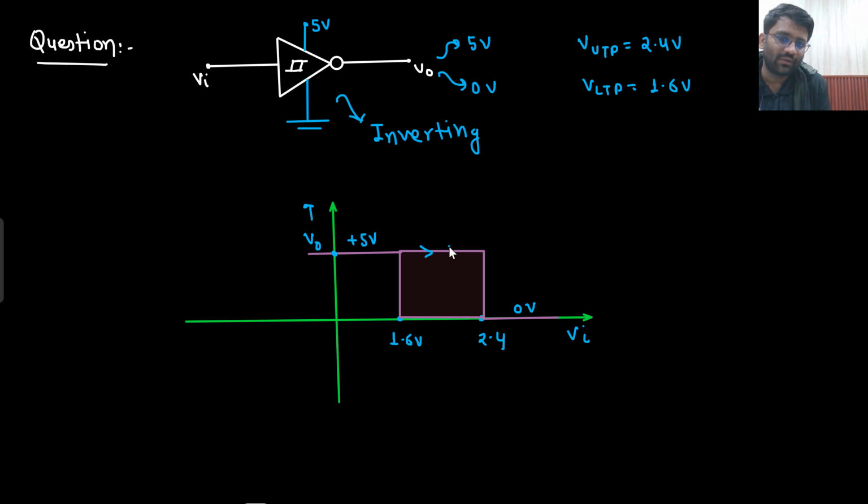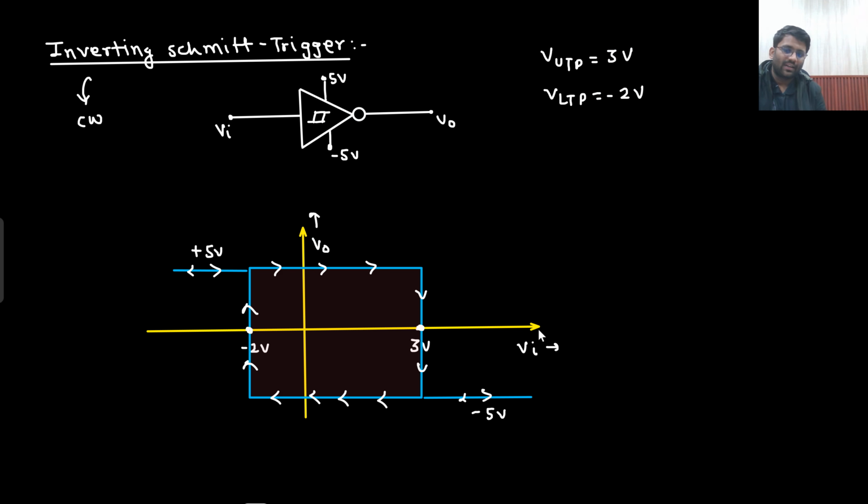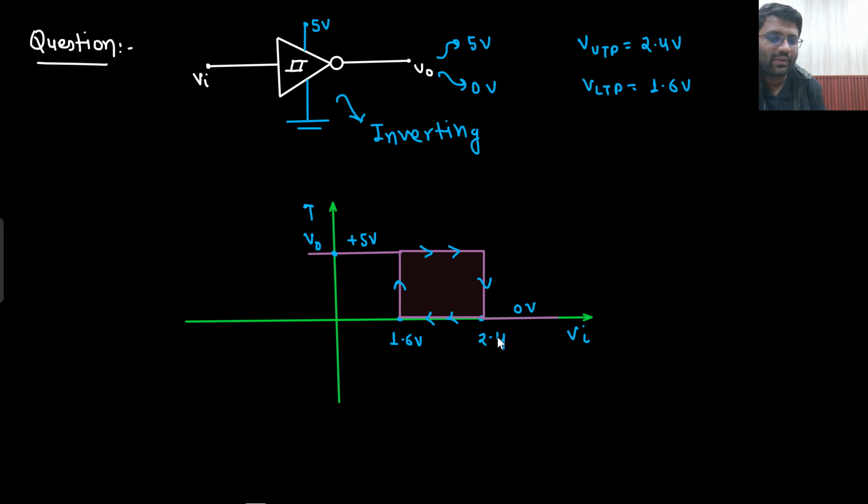That means rotation will be anti-clockwise. Sorry, clockwise. Sorry guys, it is clockwise. For inverting Schmitt trigger, rotation will be clockwise. Here both clockwise and anti-clockwise both follow, but there is no meaning of rotation. You don't need to make the rotation. If input is less than 1.6 volt, job done. If it is greater than 2.4 volt, then also you know. In between is the scenario that you need to know. So here also both kinds of rotation you can make.